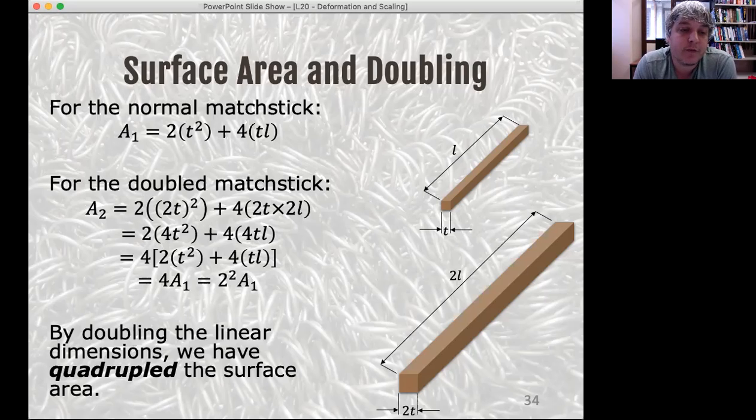We can take the 4 from each term and factor it out. We get 4 times 2t squared plus 4tl, which is 4 times that original area A1. So that means we have a surface area that is 4 times as big after we increase the linear dimensions by a factor of 2. Another way to look at that would be that it's 2 squared.